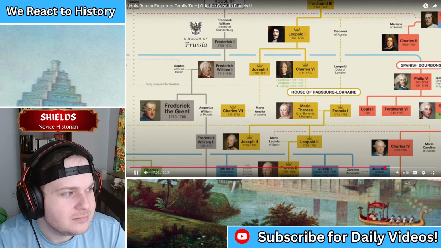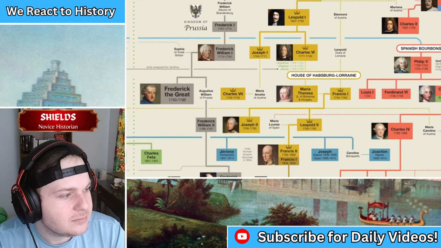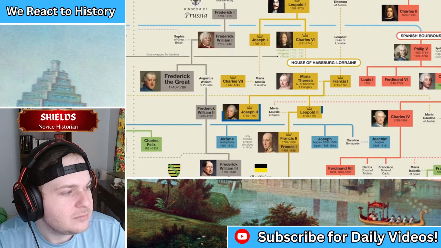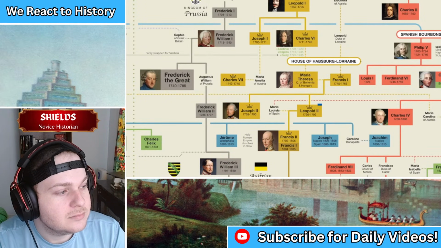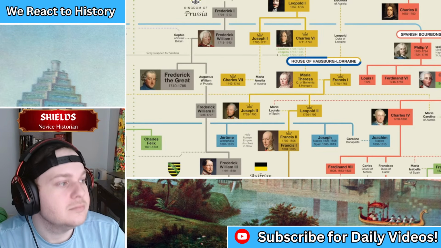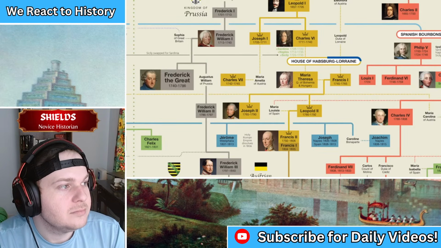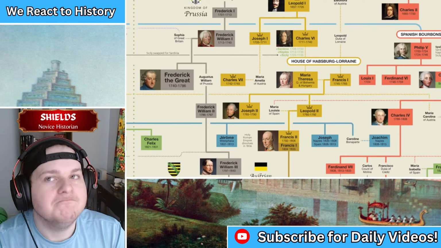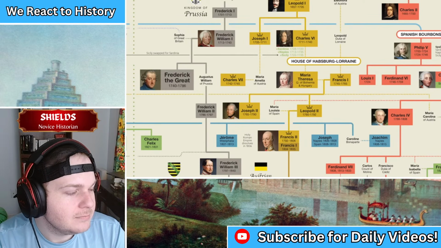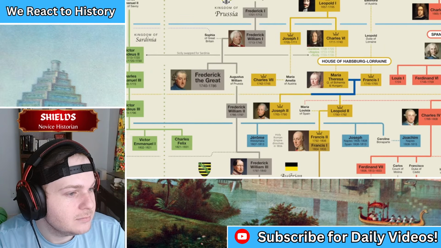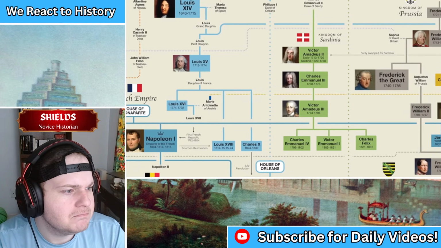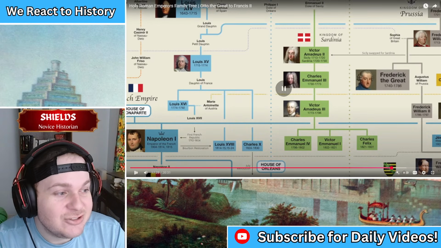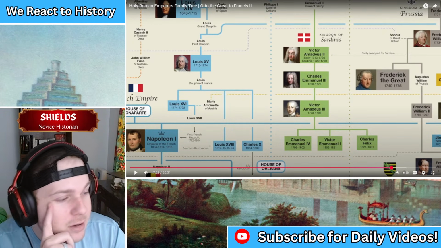Maria Theresa and Francis I were followed by their sons Joseph II and Leopold II. However, note that at this point, the ruling house was now the House of Habsburg-Lorraine, since the original House of Habsburg was now extinct in the male line. Also note that Joseph II and Leopold II were the brothers of Marie Antoinette, who famously lost her head during the French Revolution. That's right, she is of Austria. Oh, really?